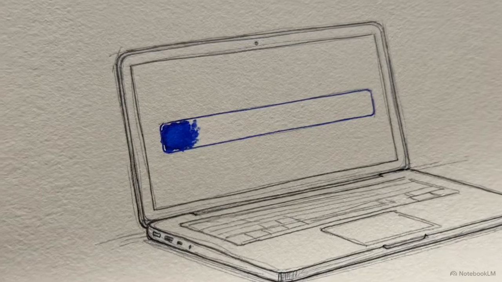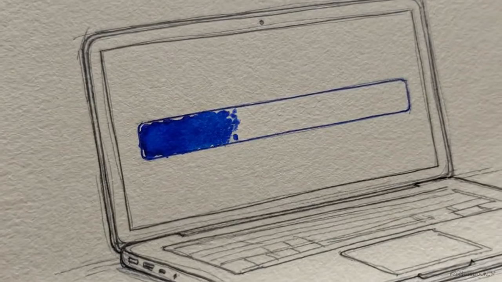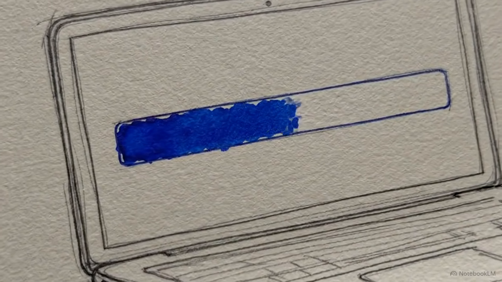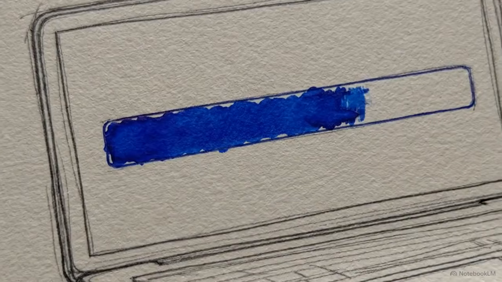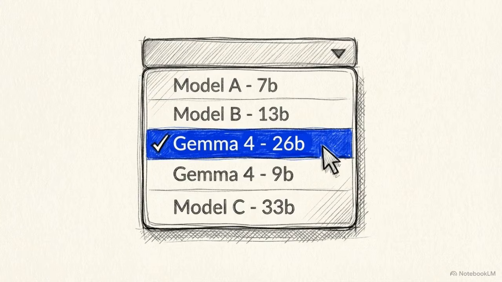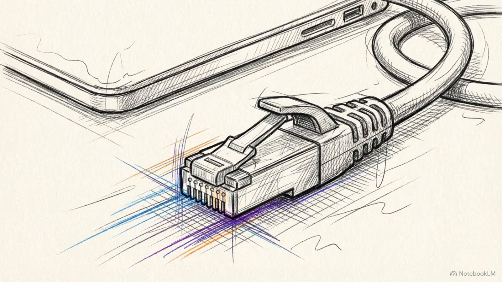Keep in mind, downloading this 26 billion parameter model requires an uninterrupted internet connection to pull down the entire 18 gigabyte file. Once the download finishes, open a local chat window. Click the top menu and select the newly downloaded Gemma 4 26B option. The moment that selection is made, your internet connection is permanently severed for desktop AI generation.